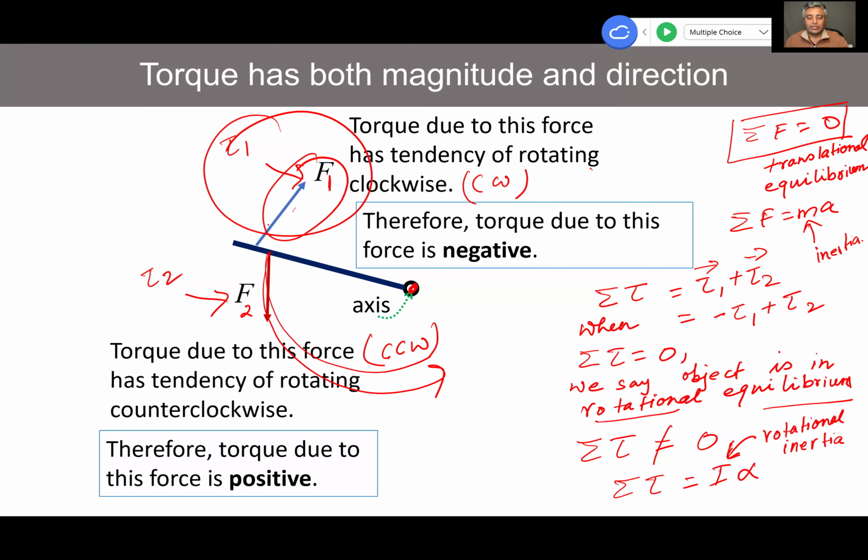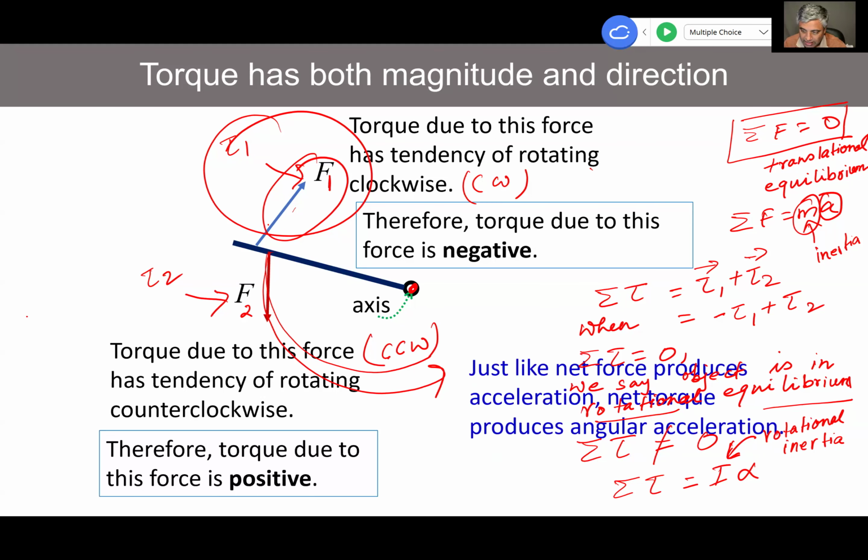So the inertia for translational motion is determined by mass, but the inertia for rotational motion is determined by mass and how far the force is acting. So for now, I'm just writing that, and this is uppercase I, and this is angular acceleration. Okay, this is angular acceleration, just like this is translational or just linear acceleration.